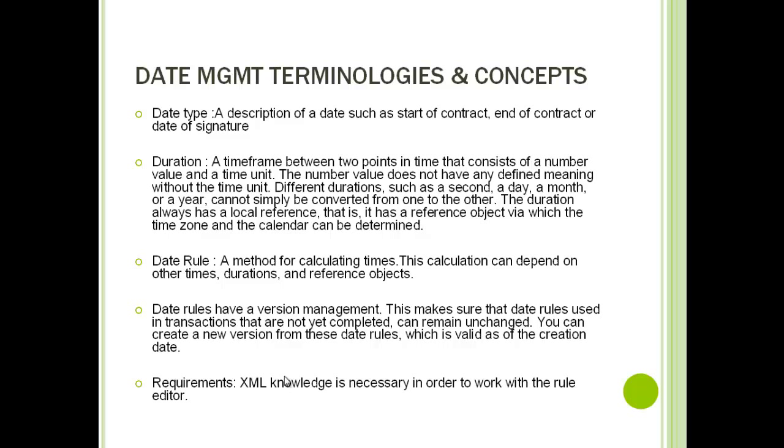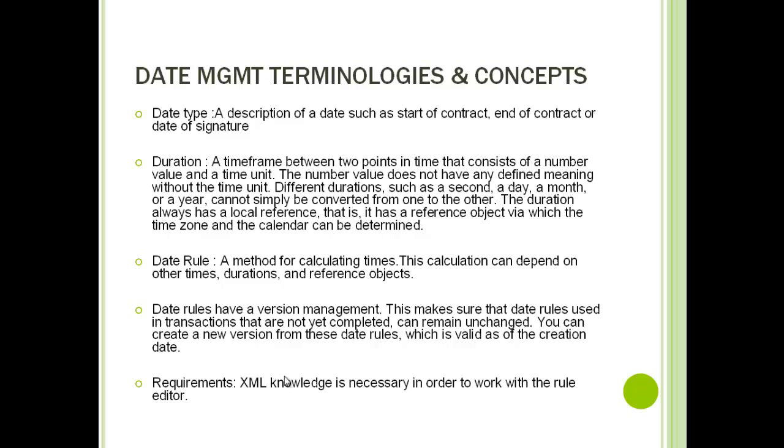So, in this overall context of date management, we have date types, and we have durations. So what's a duration? It's a time frame between two points in time that consists of a number value and a time unit. The number value does not have a defined meaning without the time unit. Different durations such as seconds, a day, a month, or a year cannot simply be converted from one to the other. The duration always has a local reference. That is, it has a reference object via which the time zone and calendar can be determined.